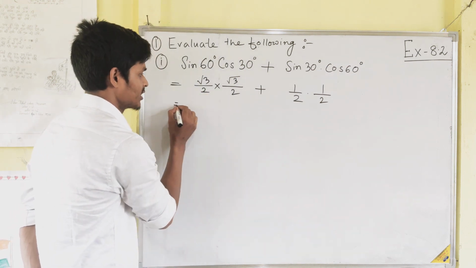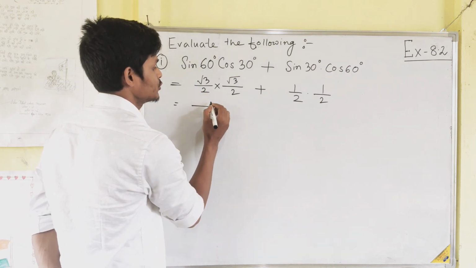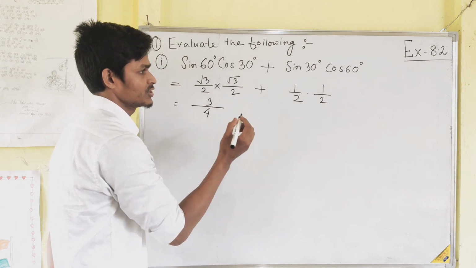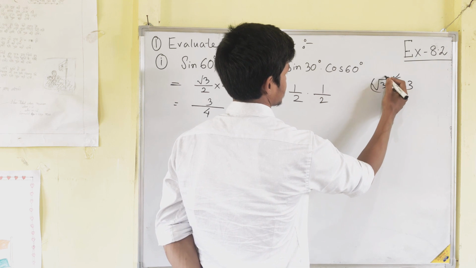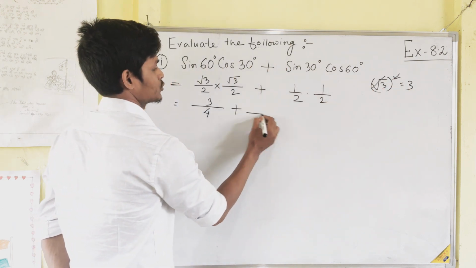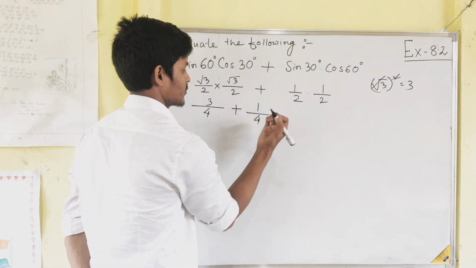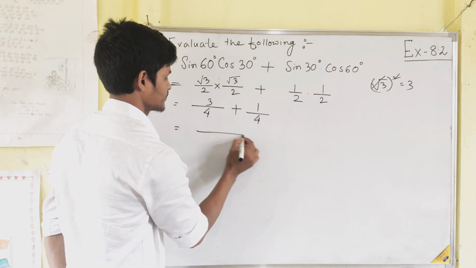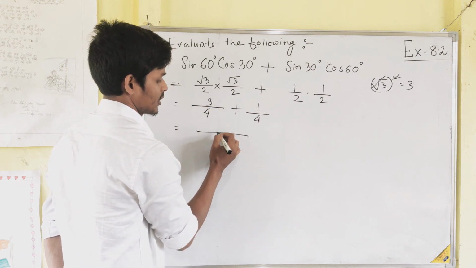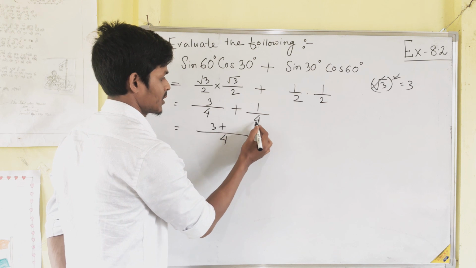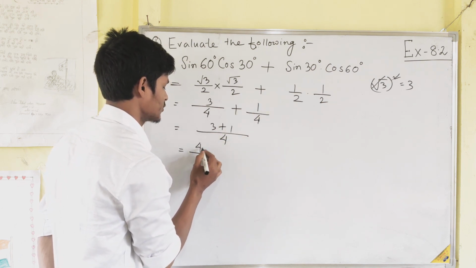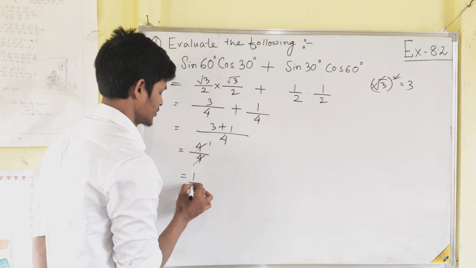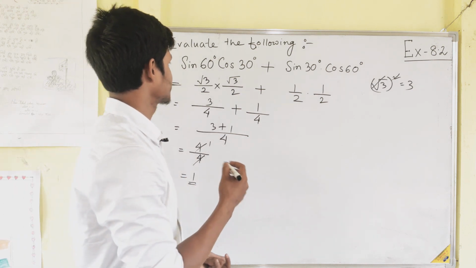Now 2 2s are 4, and root 3 into root 3 is 3, because root 3 square is 3. Plus 2 2s are 4, 1 1s are 1. Now take LCM. 3 4 1s are 4, 3 1s are 3, plus 4 1s are 4, 1 1s are 1. So 3 plus 1, 4 by 4. So answer is 1. So this is your number 1. Now next number 2.